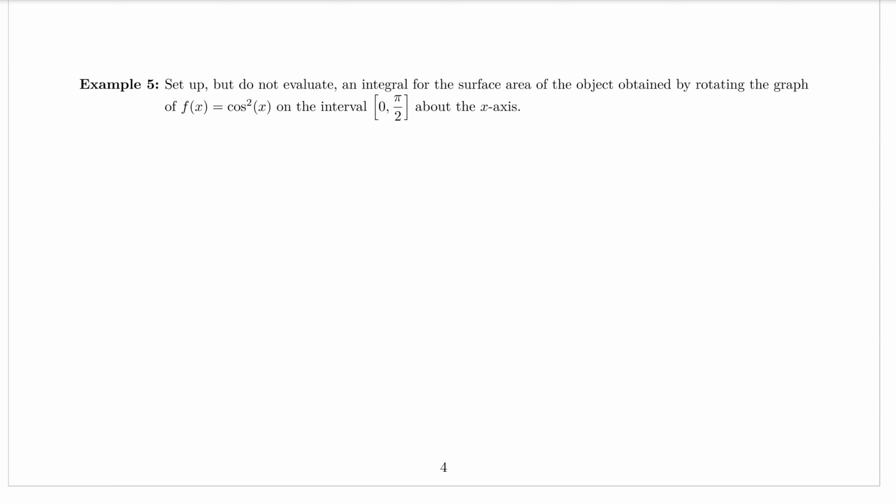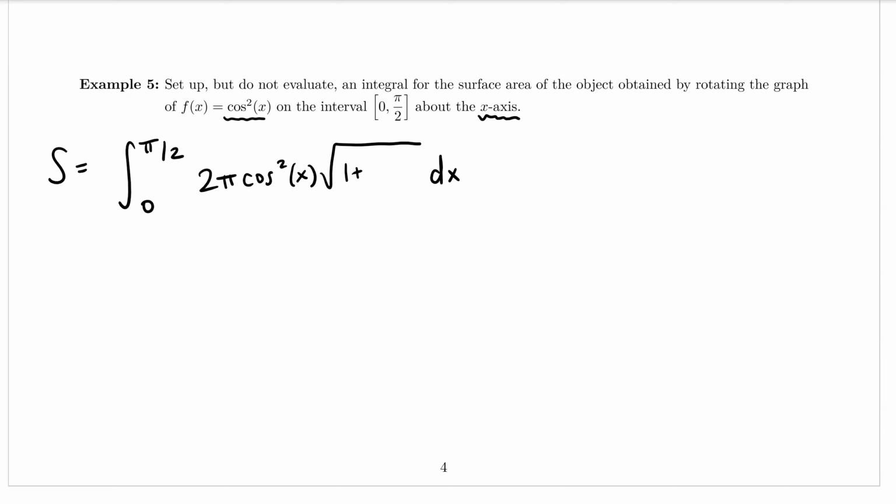Example 5 says set up but do not evaluate an integral for the surface area of the object obtained by rotating the graph of f of x equals cosine squared x on the interval from 0 to pi over 2 about the x-axis. So we have s equals the integral from 0 to pi over 2. And then we have 2 pi. Because we were rotating about the x-axis, we'd put the opposite variable y, but we are integrating with respect to x, so instead of y, I'm going to sub that in for cosine squared x. And then we have the square root of 1 plus.